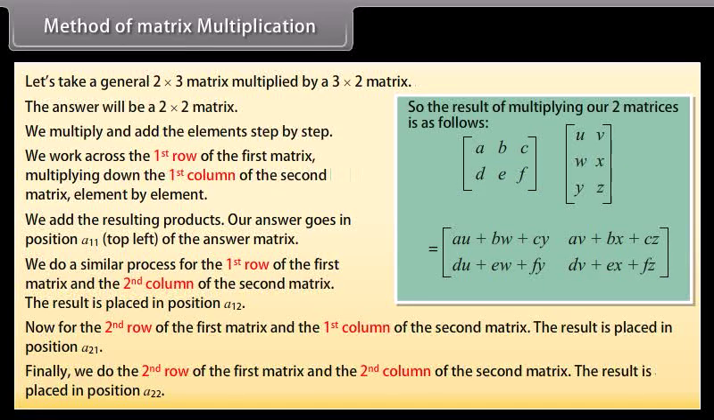So, the result of multiplying our two matrices is: matrix row-wise, first row A, B, C, second row D, E, F, and matrix row-wise, first row U, V, second row W, X, third row Y, Z produces matrix row-wise, first row AU plus BW plus CY, AV plus BX plus CZ, second row DU plus EW plus FY, DV plus EX plus FZ.